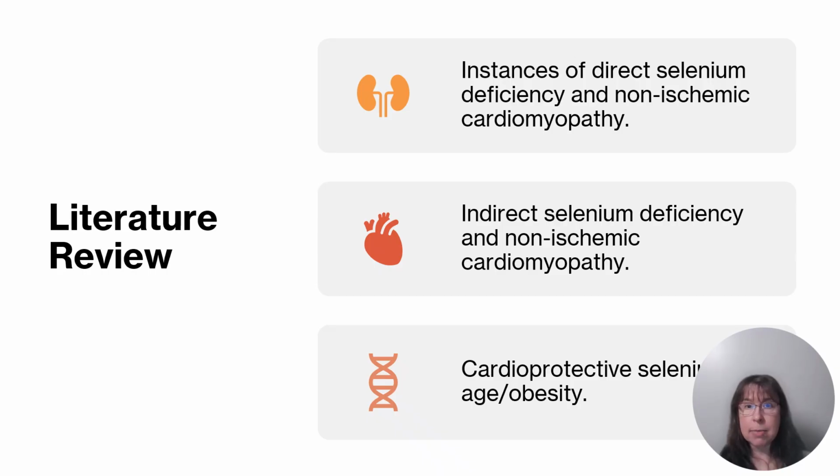Instances of direct selenium deficiency and non-ischemic cardiomyopathy. The first documented cases of Keshan disease were found in 1935 in Keshan province in China. Keshan disease causes myocardial necrosis and fibrosis and primarily affects women and children in poor rural areas of the country. Severe selenium deficiency was found to be the culprit, and those diagnosed with Keshan disease responded to selenium supplementation.